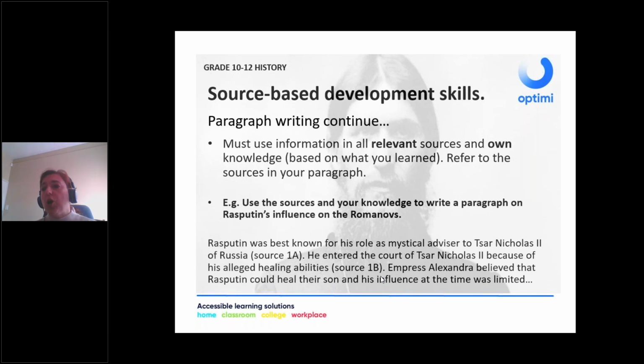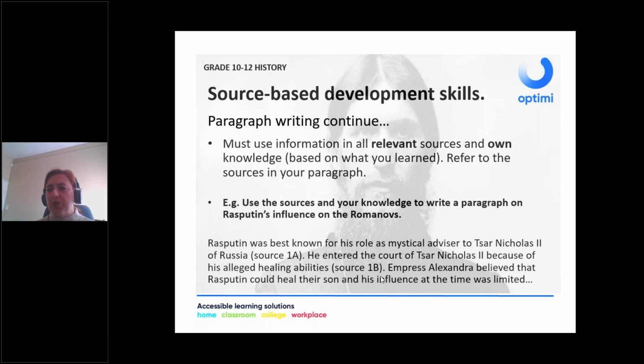But now I also need to put in my own information in this paragraph. Empress Alexandra believed that Rasputin could heal their son and his influence at the time was limited. So this is now my own knowledge. You don't have to write there my own knowledge in brackets. You only have to refer to the sources in brackets. So your own knowledge is just a sentence without any reference to a specific source. Okay. So then this paragraph needs to continue over about 15 lines to make sure that you have various facts, that you've effectively used the sources. And remember that a lot of you actually elaborate on 1 or 2 things and you write 15 lines, but you don't actually incorporate a lot of different facts.